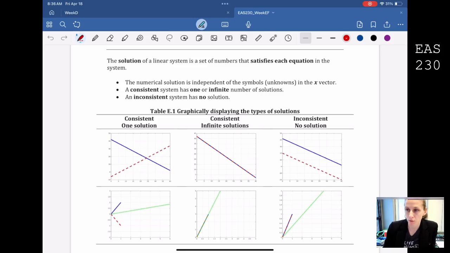So this video is going to cover our last two topics. We're going to talk about linear dependence and independence and explore that idea a little bit more, and then move into eigenvectors and eigenvalues.